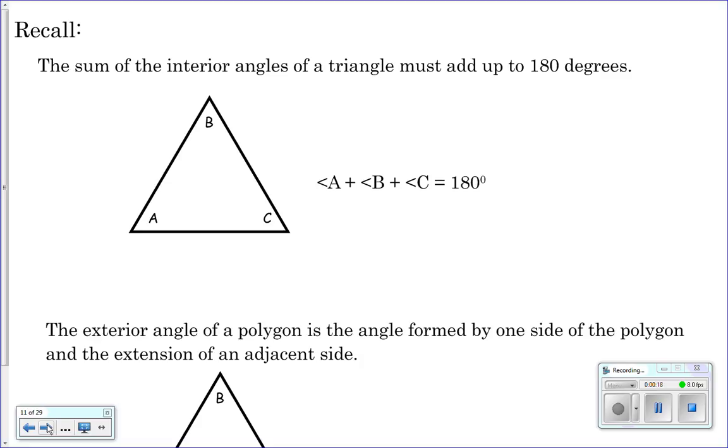If I look at triangles here, it's saying the sum of the interior angles of a triangle must add up to 180 degrees. What that means is if I've got this triangle here, okay, I know this plus this has to equal 180 degrees. That works for every single triangle.